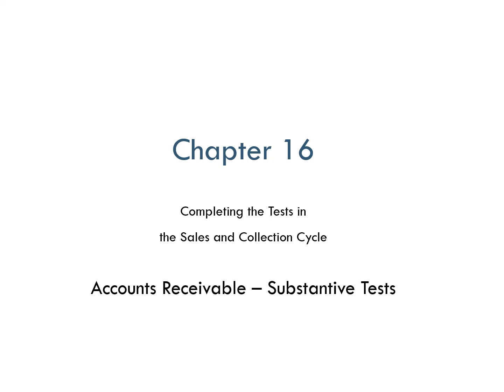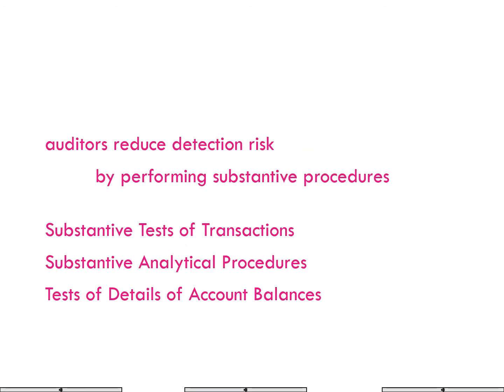Good afternoon. Today we're going to talk about substantive tests related to accounts receivable. The primary test, the 800-pound gorilla, is confirmation of accounts receivable. We reduce detection risk by performing substantive procedures.